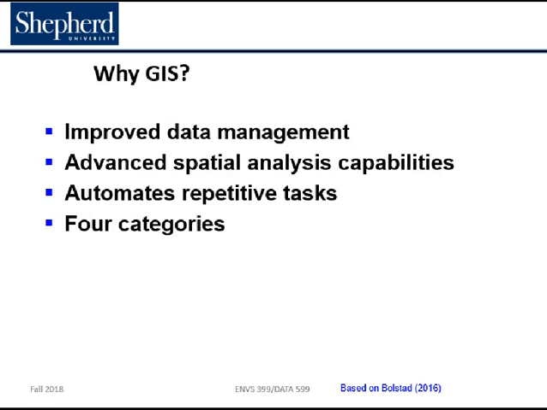Improved data management is another reason we would want to use a GIS. We have big data capabilities with a GIS. We have data integration and transformation, where we can get data from many different sources and integrate them together. And spatial analysis in particular has been helped by faster computers with more storage. They have advanced spatial analysis capabilities.